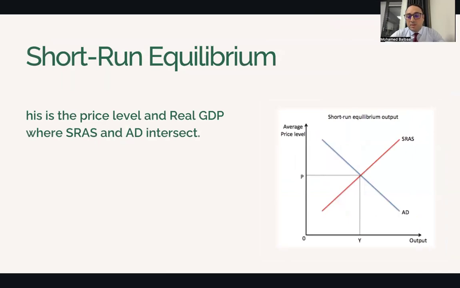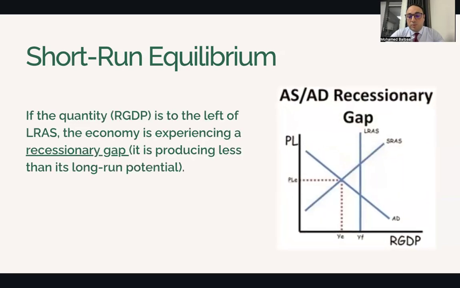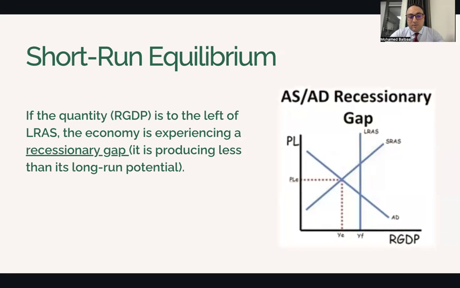The equilibrium, if we put these together, is the price level and real GDP where short run aggregate supply and aggregate demand intersect. Here we put the three curves together. If the real GDP is to the left of the long run aggregate supply curve, as we can see in this graph, the economy is experiencing a recessionary gap. What does a recessionary gap mean? It means it's producing less than its long run potential.